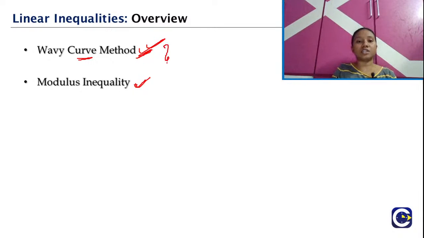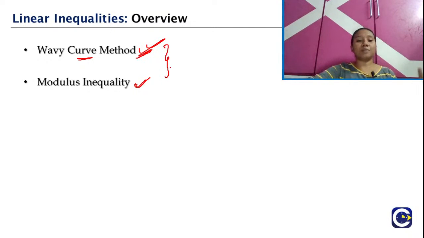Right, so these are the two important things which we have covered so far in our linear inequalities. Before that, we had a discussion about our basic properties and the conditions which we have to keep in mind while solving these types of inequalities and the wavy curve method.